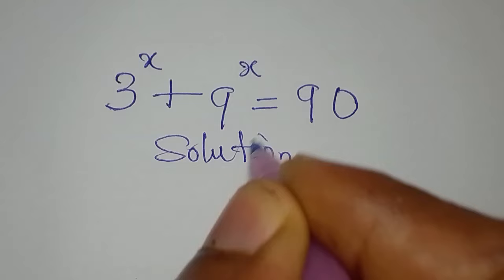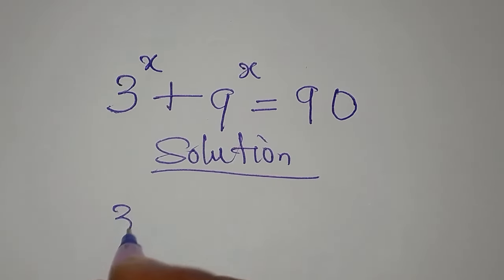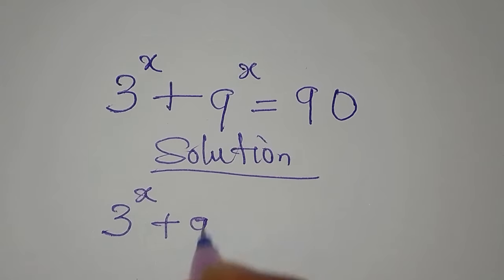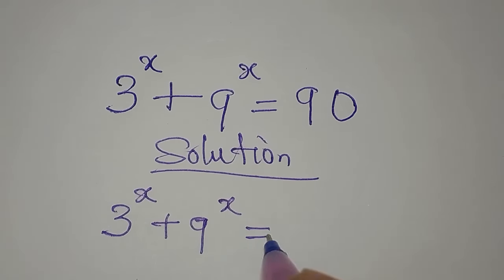Okay, we want to provide the complete solution to this problem. 3 to the power of x plus 9 to the power of x equals 90.